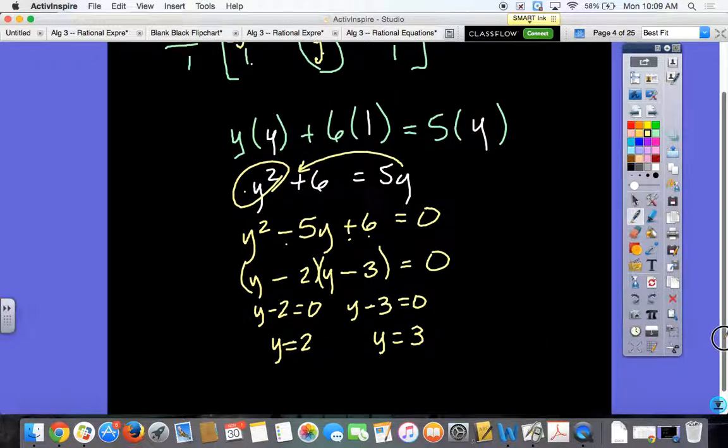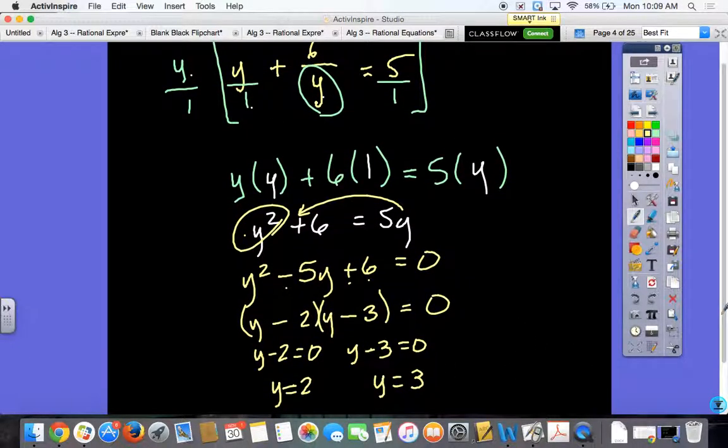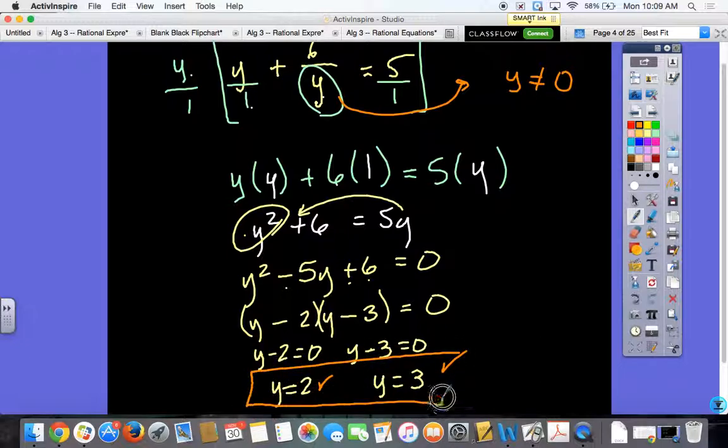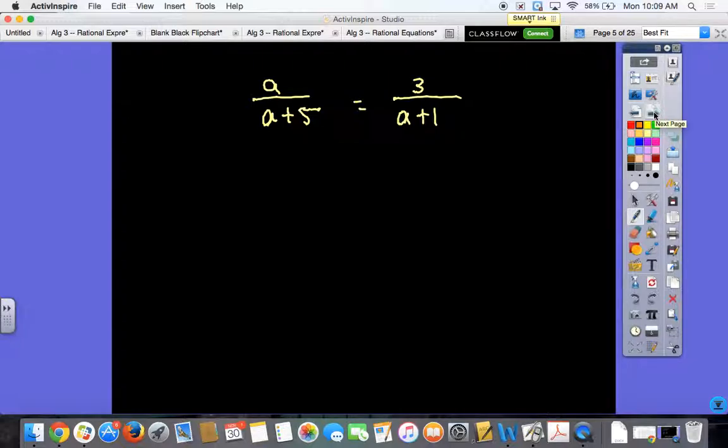Okay. Let's kind of go back up here. The only thing that is restricted, because our only denominator was y, is that y could not be 0. So both of these are okay. We have 2 answers because we ran into a quadratic along the way. Remember the fundamental theorem of algebra? Your degree is basically equal to the number of solutions you have.